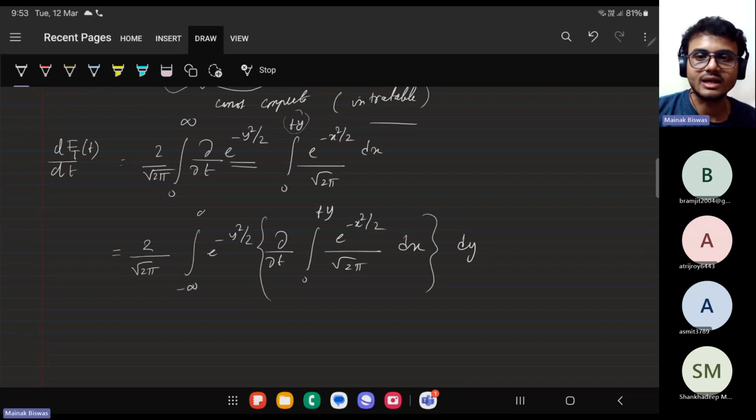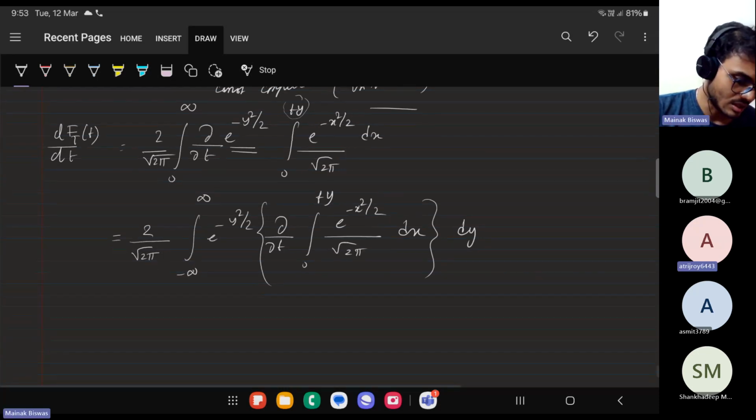Can I solve the inner part? What will the inner part be? Like Newton-Leibniz will be used. Do you know this type of integration? Please respond. So what will be the inner integration?